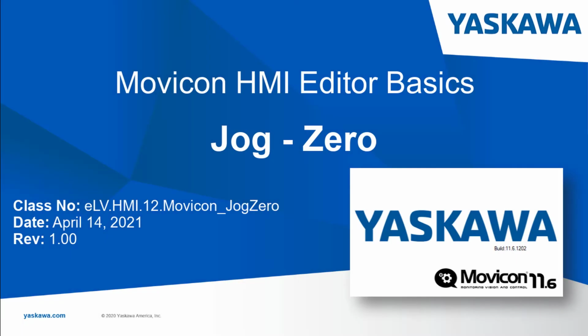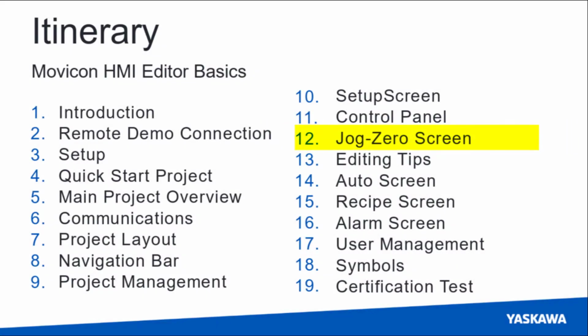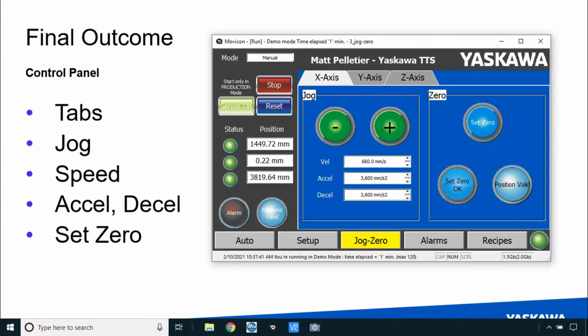You are watching the Movicon HMI Editor Basics self-guided video tutorial series. In this video, we'll build the Jog-Zero screen to control Jog and Zero set for each axis. Hi, I'm Matt Pelletier. For this video, I am assuming you've already completed the previous videos in this series. By the end of this section, you'll have this entire Jog-Zero screen running with X-axis, Y-axis, and Z-axis controls.